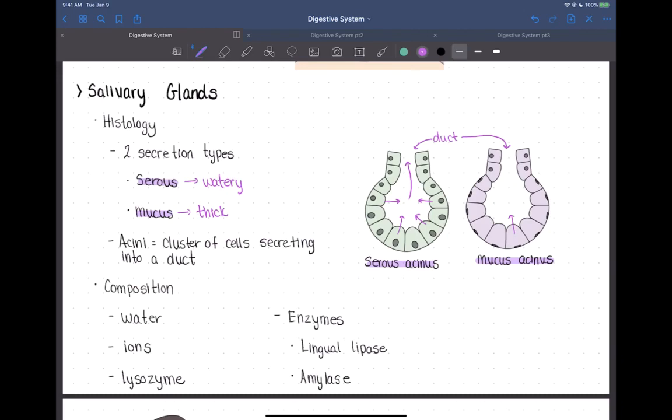Again, the same way, it will make mucus secreted into the middle, and then that will be sent up the duct. And so an acinus, again, is just a cluster of cells that are secreting into a duct.